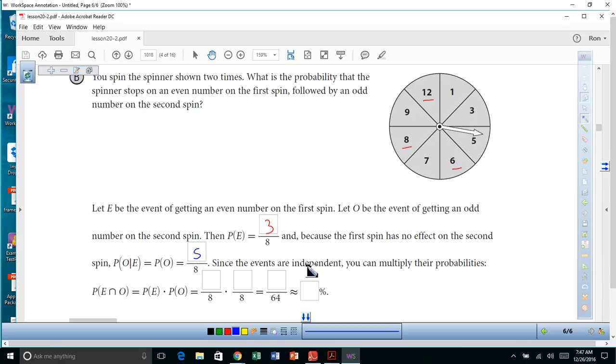Since the events are independent, you can multiply their probabilities. The probability of E intersection odd equals the probability of E, which is 3/8, times the probability of odd, which is 5/8, and that gives you 15 over 64, which is about 23%.